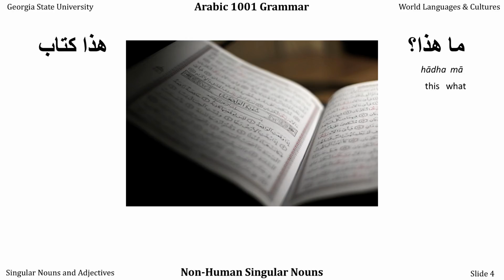And our answer is hadha kitab. Kitab is the word for book, and we're just going to put it next to hadha. Again, hadha means this, kitab is book, and we're implying that this is a book. Arabic has no word for is, Arabic has no word for a. So you just have to get used to words being in a row and sorting out how they form into sentences or phrases.